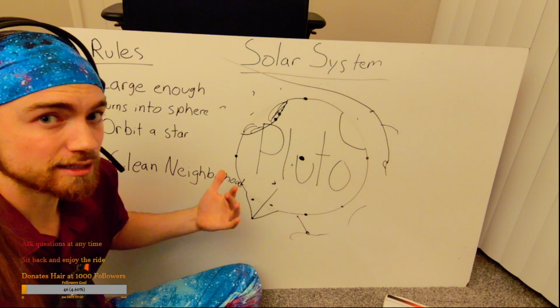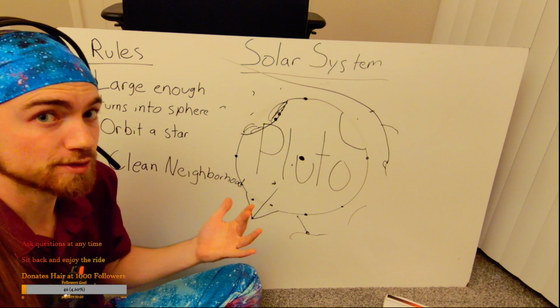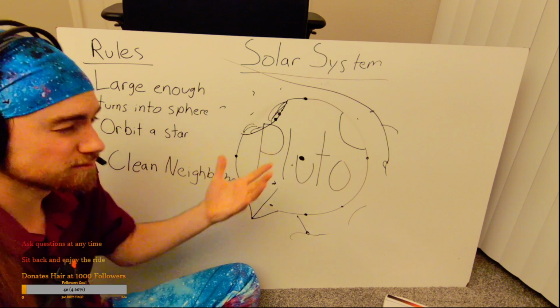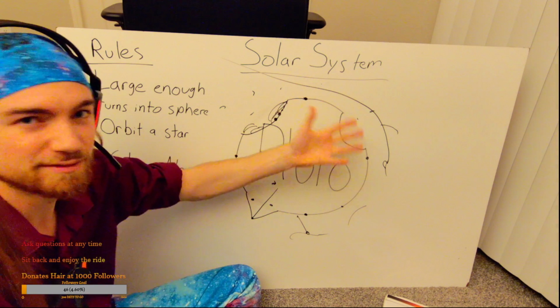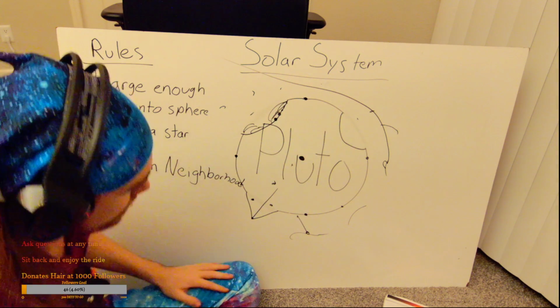Now, of course, this doesn't include moons. You can obviously still have moons and be a planet. Those are larger chunks. We're trying to clean out little pieces of dust and rocks and stuff like that.